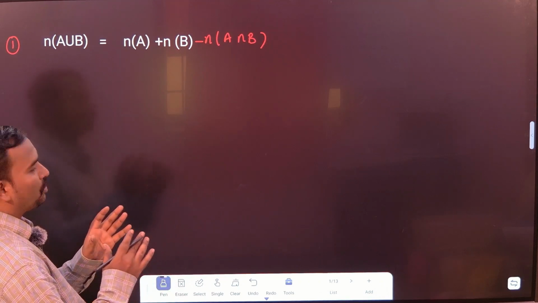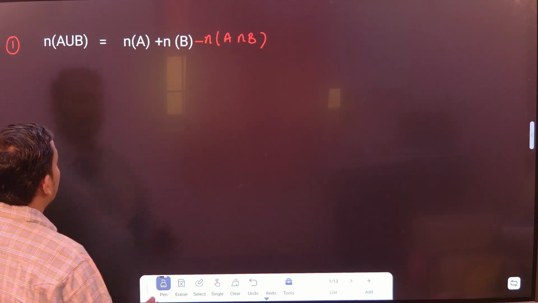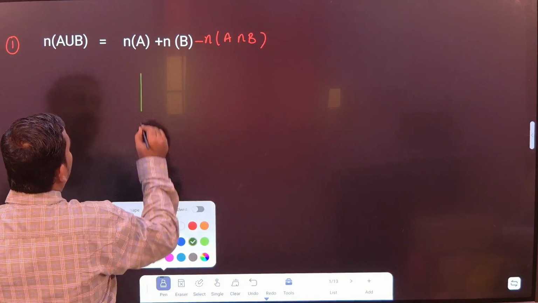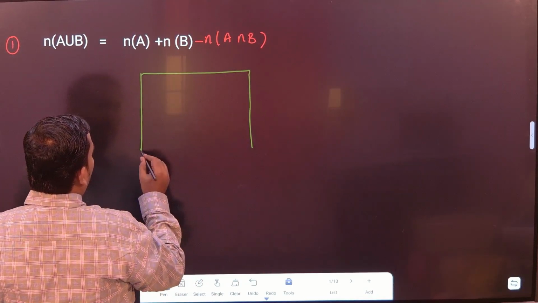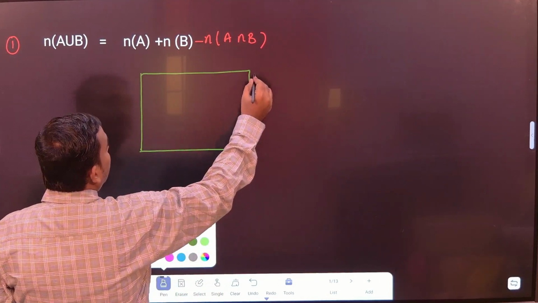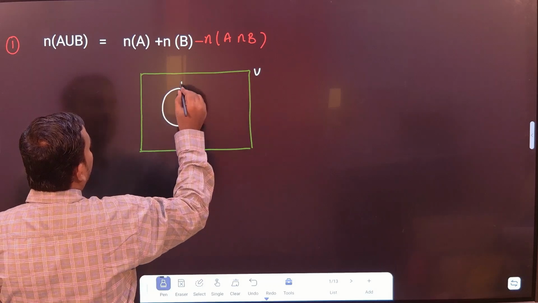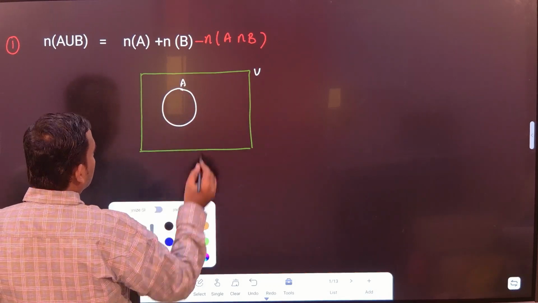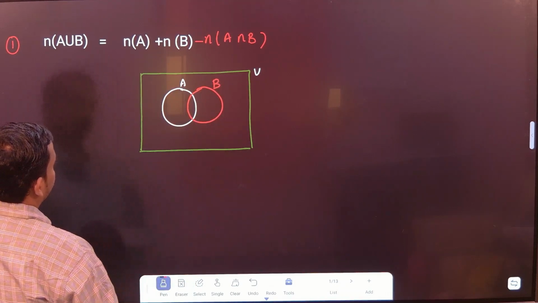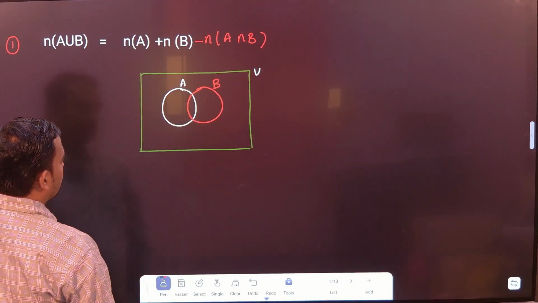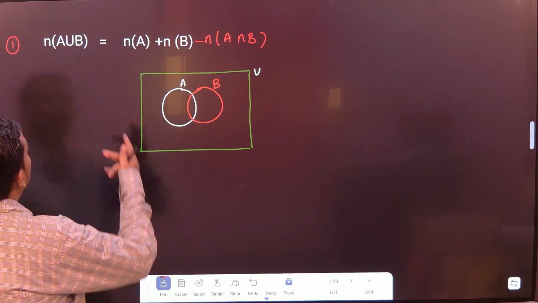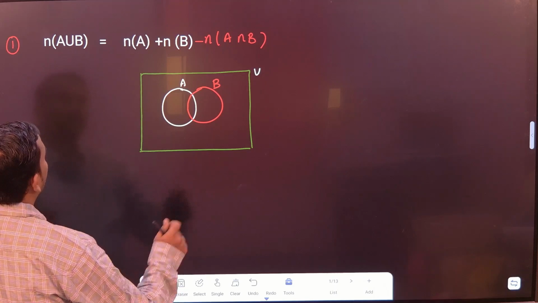I will explain through the Venn diagram, right? You can see the first set. Let's take this is the universal set. Let's take this is A. This is your B. So A union B means what? The collection of all either A or B. That means at least A or B. That's A union B, right?